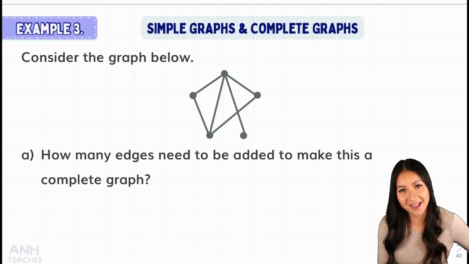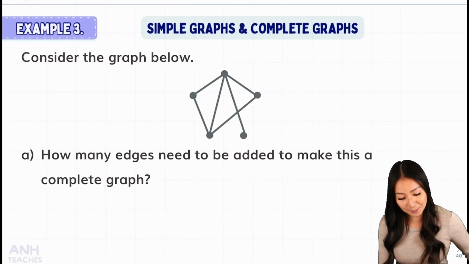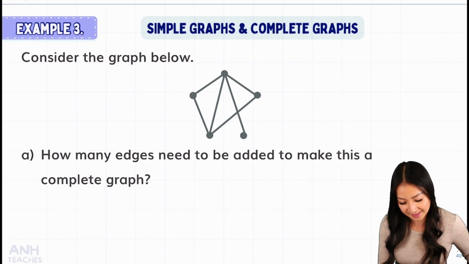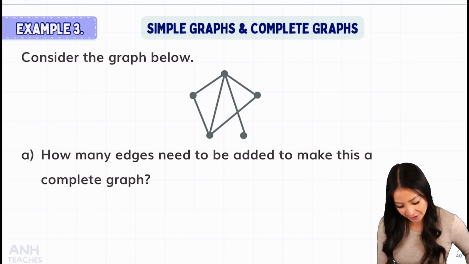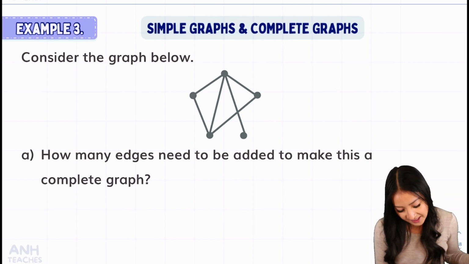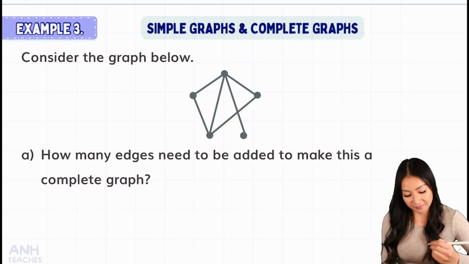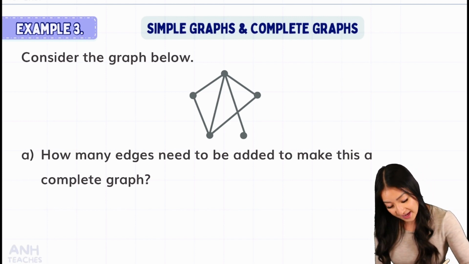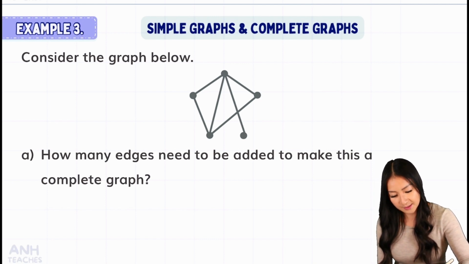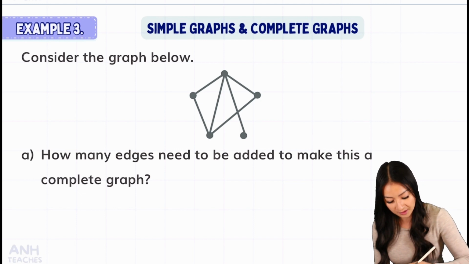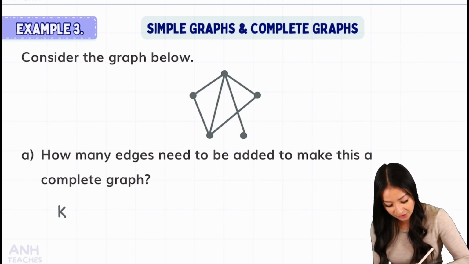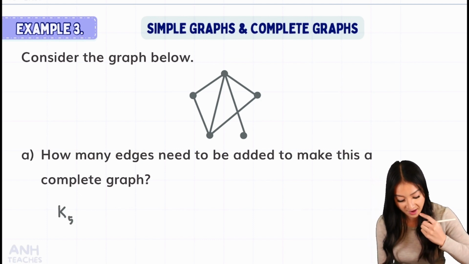The third and last example today is looking at simple graphs and complete graphs. So consider the graph below. How many edges need to be added to make this a complete graph? So this graph has 1, 2, 3, 4, 5 vertices, which means if I'm trying to turn it into a complete graph, I'm going to try and get K5.